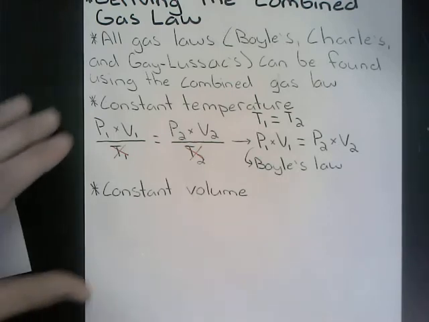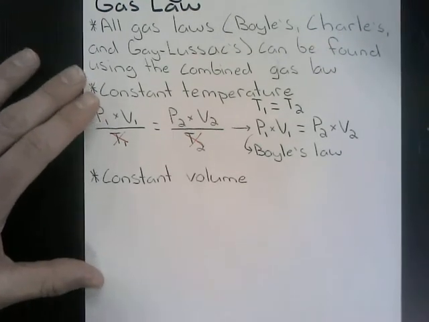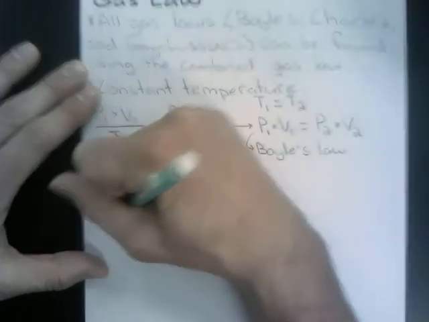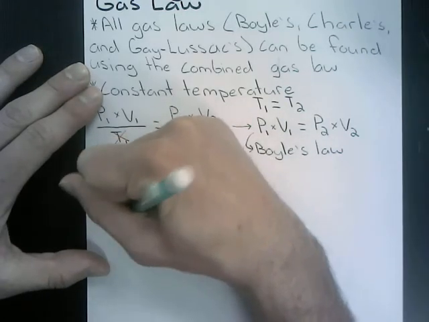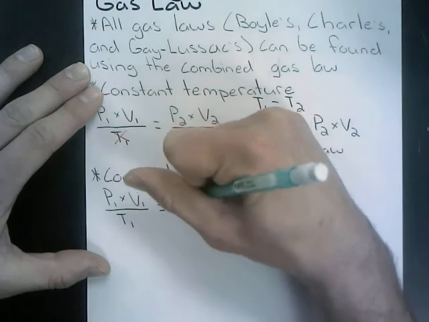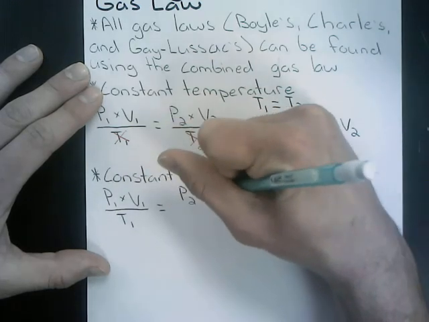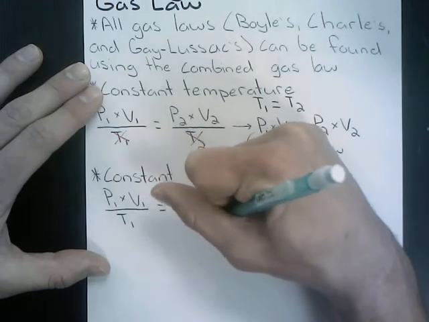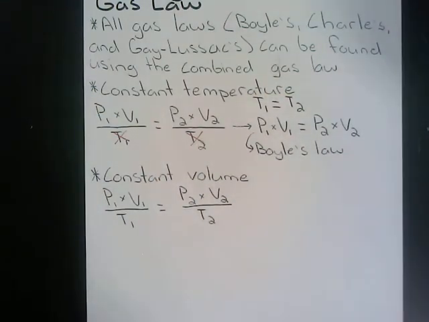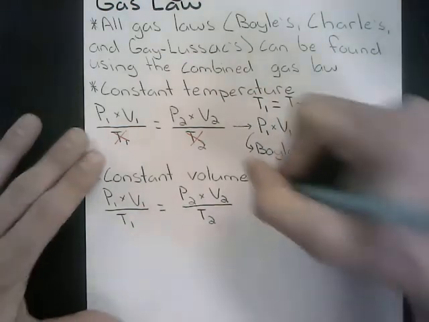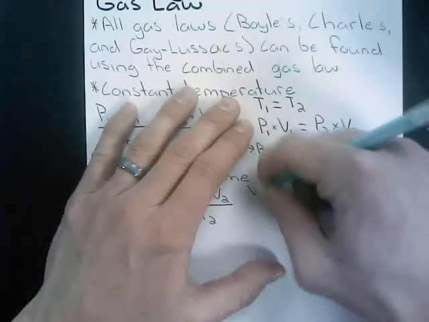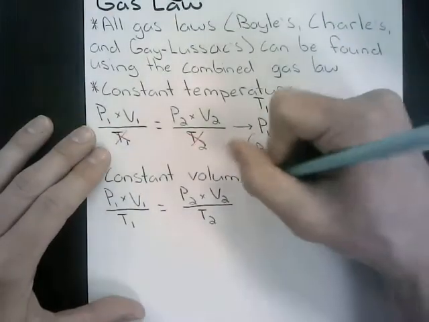Now we can do a very similar thing with constant volume. Again, we're going to start out by writing down the combined gas law, which is P1 times V1, all divided by T1 equals P2 times V2, all divided by T2. If we're at constant volume here, we would have V1 equal V2.